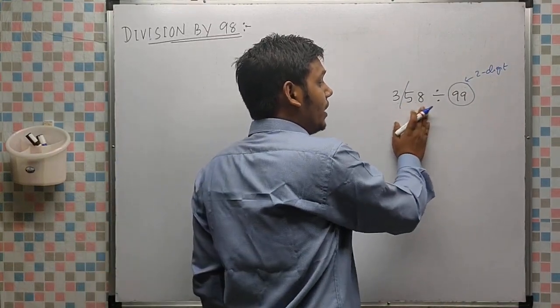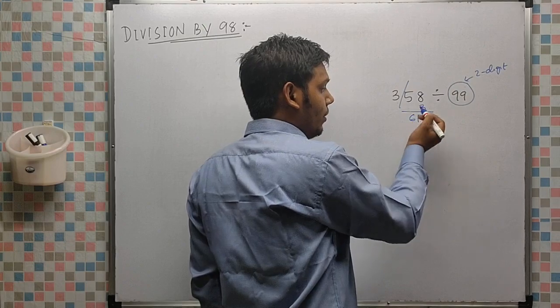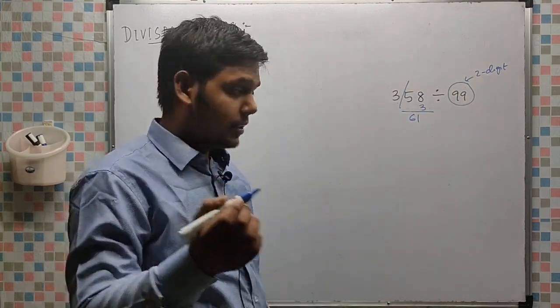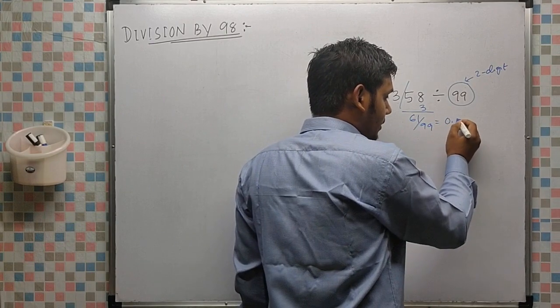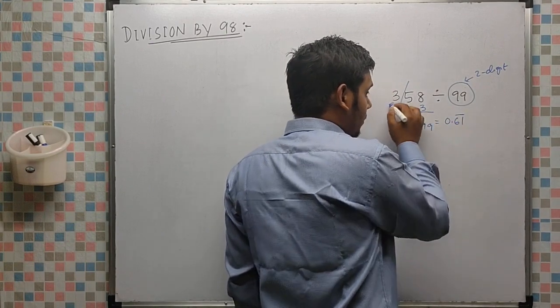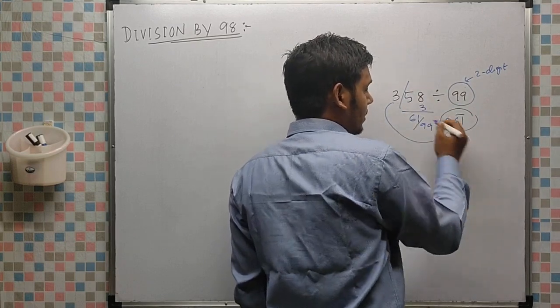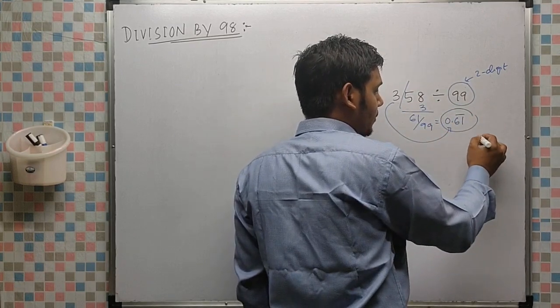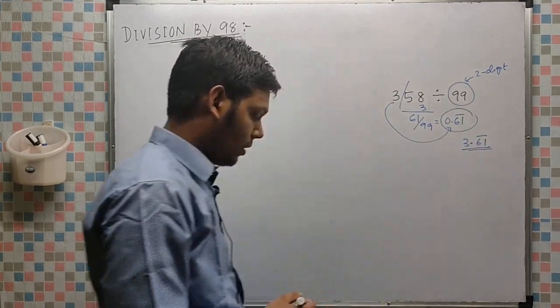Then what do we have to do? We have to add this 3. That means it is 61. Now the final sum is 61. 61 will be divided by 99. That is 0.61 bar. Now we have to add this result and this digit: 3.61 bar. You have to write it first, and 3 plus 0 is 3. So the answer is 3.61 bar.